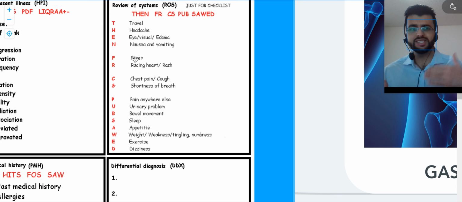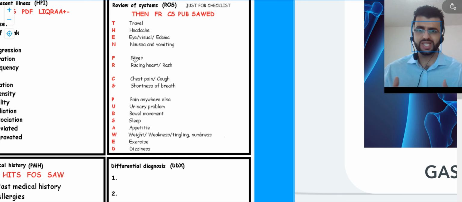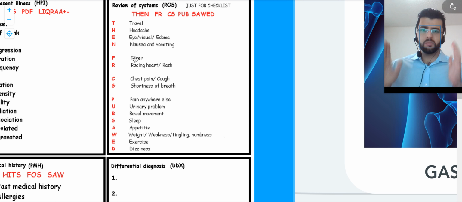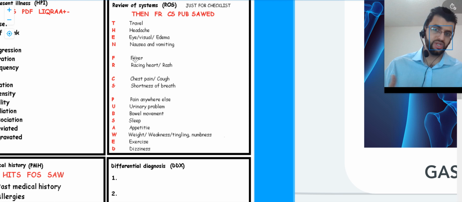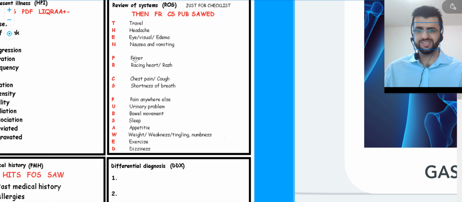R, racing heart or rash. C for chest pain and cough. S for shortness of breath. Now the PUBSAWED. P for pain anywhere else. Do you have any pain anywhere else than the one that you're having right now? U, urinary problem. Do you have any trouble with urination? B for bowel movement. How's your bowel movement? Do you have any constipation?